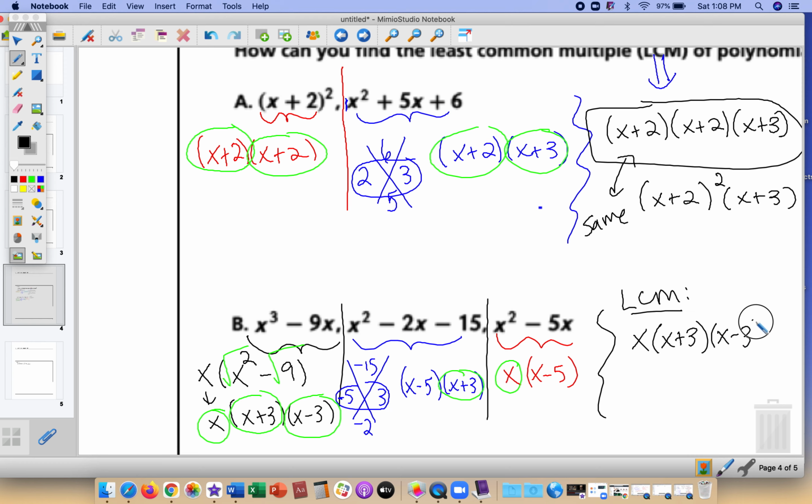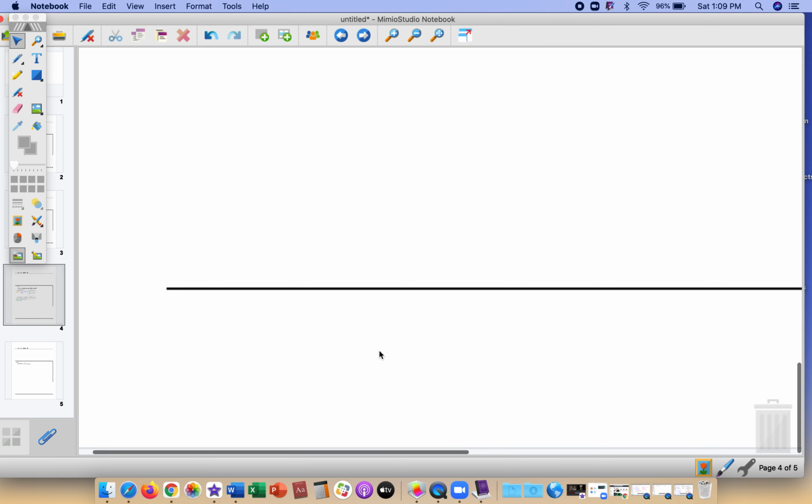X minus 3. And then I see quantity x minus 5. Circle any others that have it. I need to add that quantity over here. So our least common multiple is x times x plus 3 times x minus 3 times quantity x minus 5. I'm going to stop here and continue in another video.